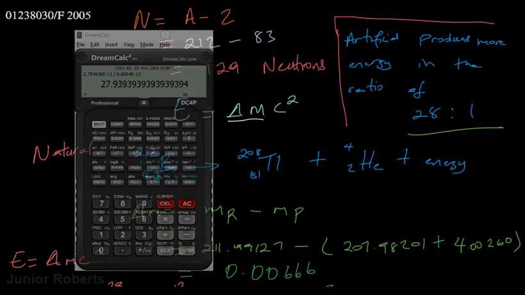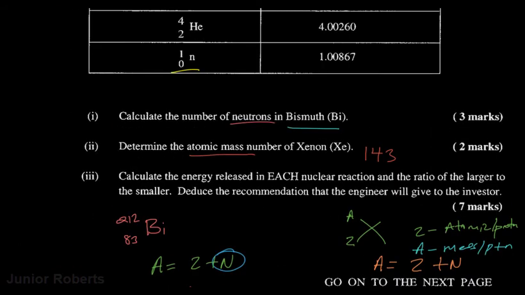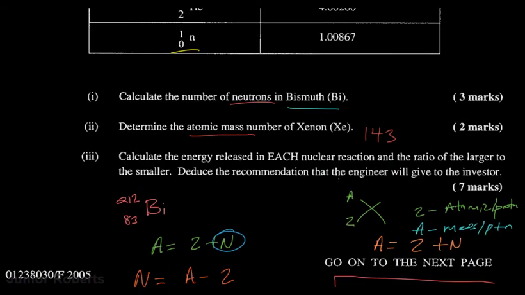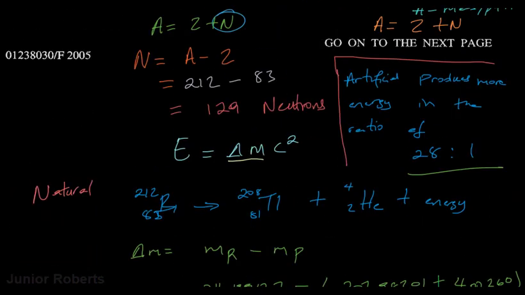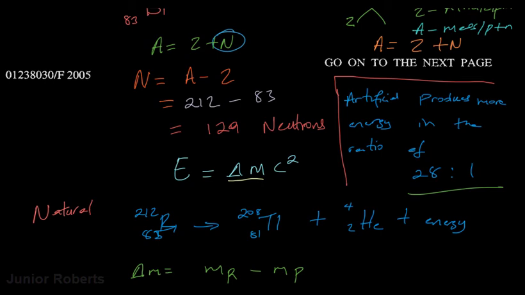Now, also, the question wanted us to deduce the recommendation that the engineer will give to the investor. So based on our statement right here, the engineer would recommend that an artificial process is used because that will produce more energy in the reaction. Right, so that's this question. So let's continue.